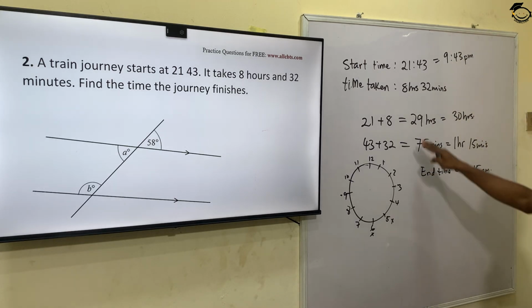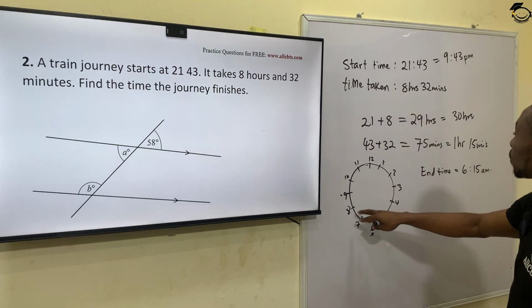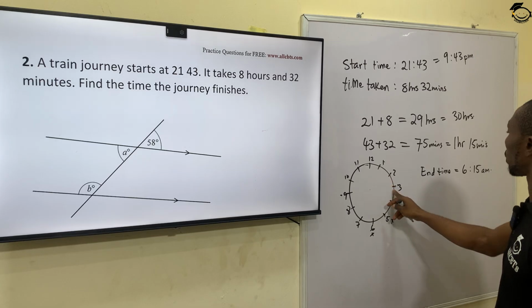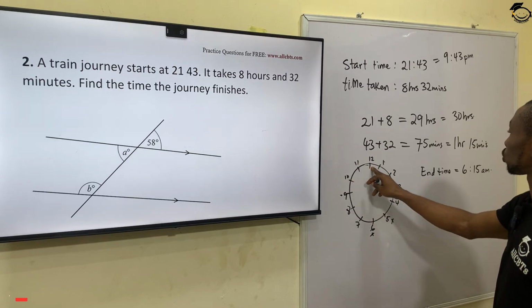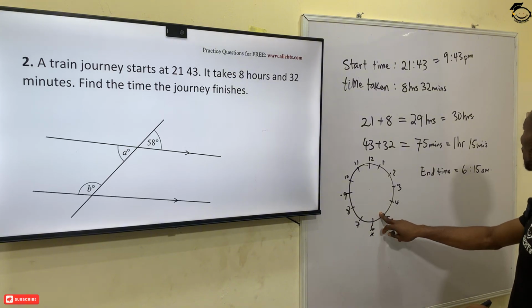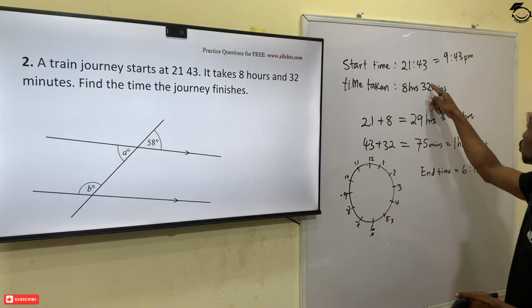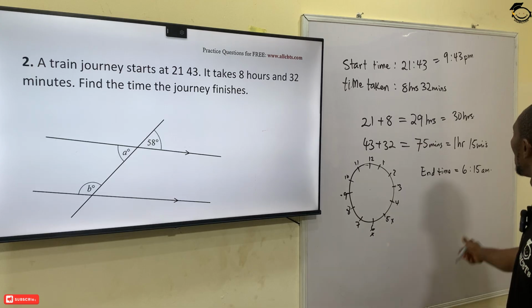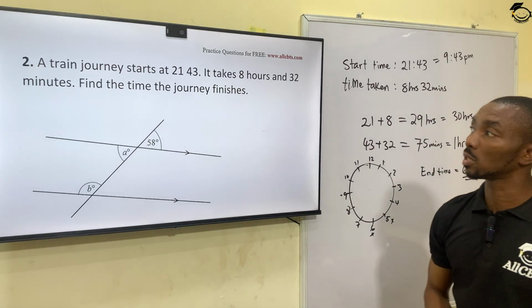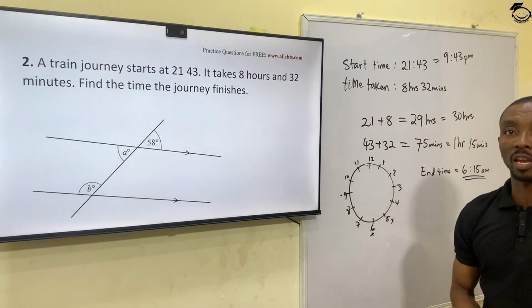Since 21 hours is 9:43 p.m., adding 8 hours to 9:43, 10, 11, 12 in the morning, 1, 2, 3, 4, 5, 6, 7, 8. 8 hours bring us to 5 a.m. So 32 minutes added will give us 6:15 a.m. So the journey finishes by 6:15 a.m.